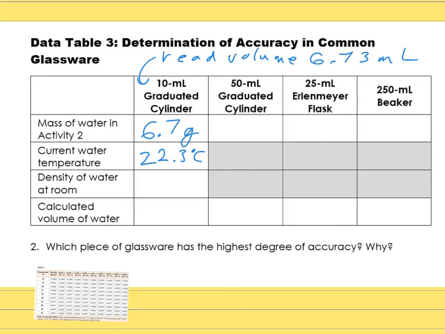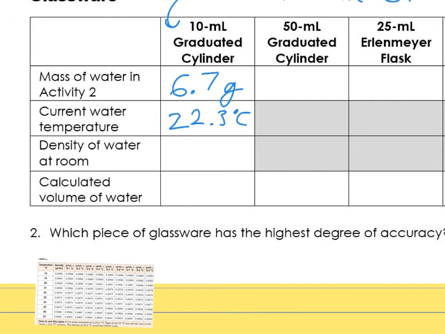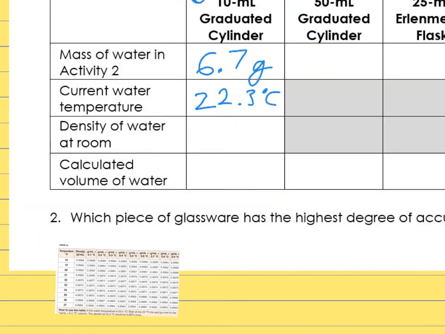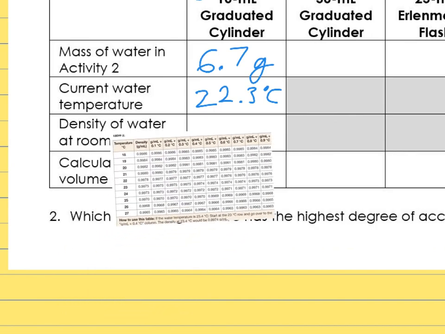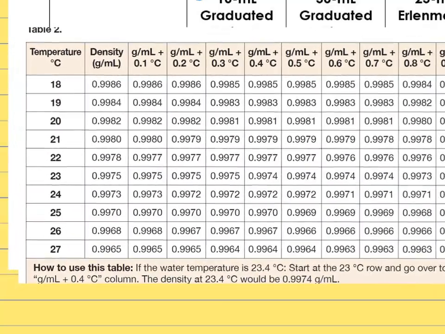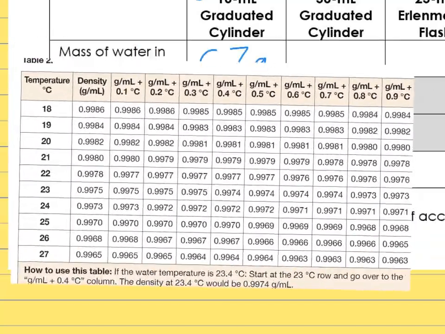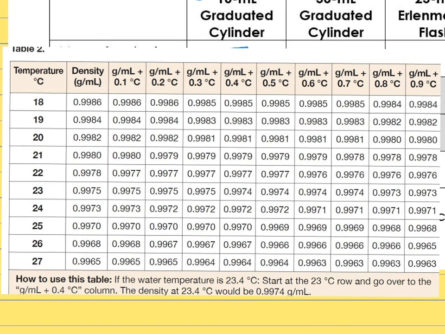So we're going to pull up our density chart here. It's not letting me manipulate. There we go. And we said 22.3, so we're going to find temperature 22 on our chart. This is the table from your lab manual. See temperature in Celsius, temperature 22. And we said 0.3, so we're going to go along this 22 column until we find the 0.3. See the 0.3? And see the 22?